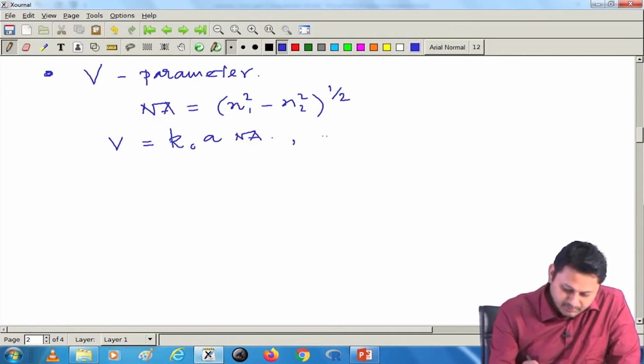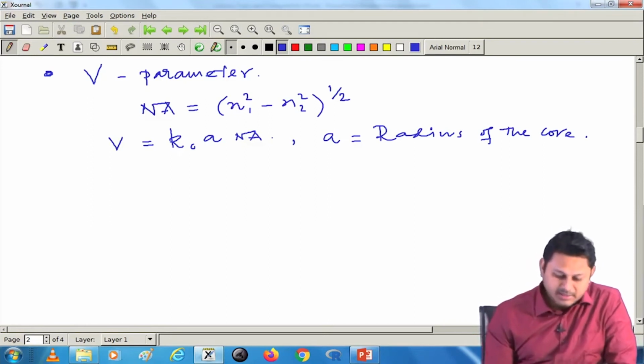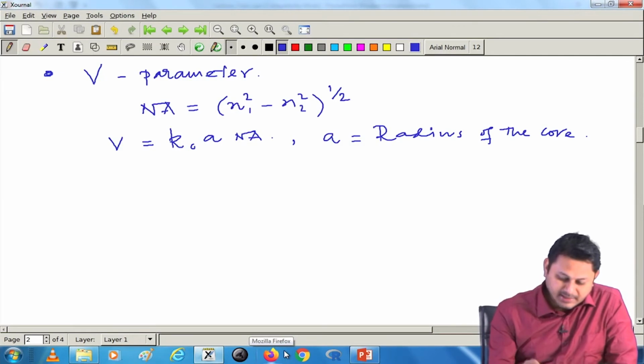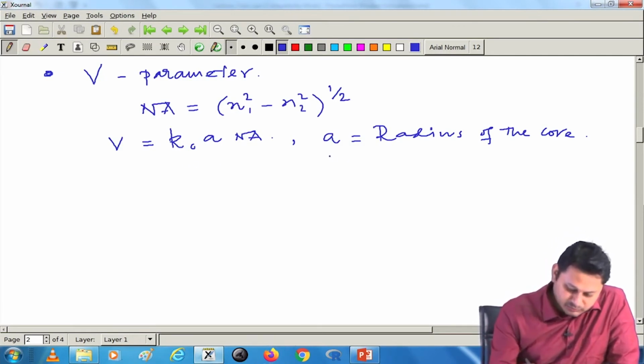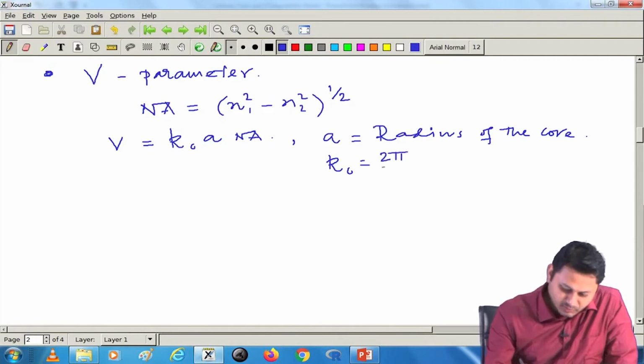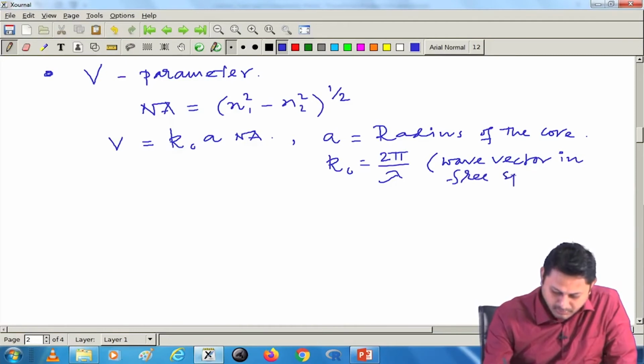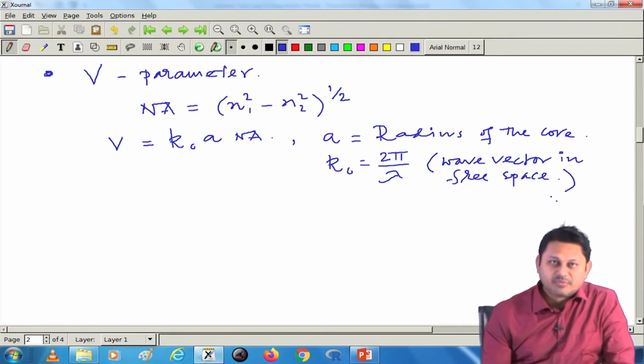For fiber, A is the radius of the core. So, whatever the core I am going to use, it should have some kind of radius, typically around 10 micron, and this A is basically that value. And K0 is the wave vector in free space. So, it should be 2 pi divided by lambda. This is the wave vector in free space.